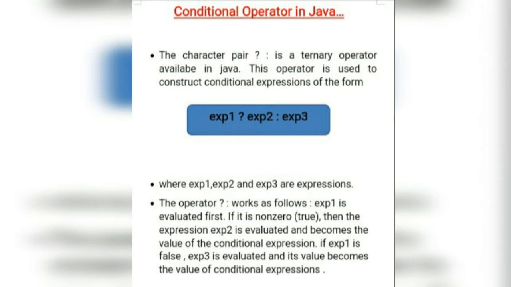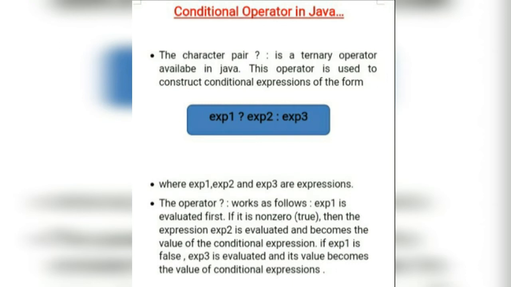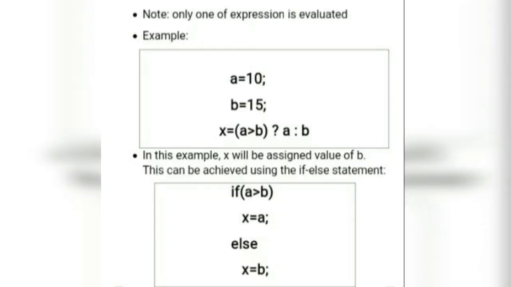Now let's see how exactly it works. Suppose at expression 1 we give some condition, for example A is greater than B, or any other condition. If this condition is true, then expression 2 will get executed. If expression 1 is false, that means the condition is not true, then expression 3 will get executed. This is how the conditional operator works. Just remember that only one of the expressions is evaluated.